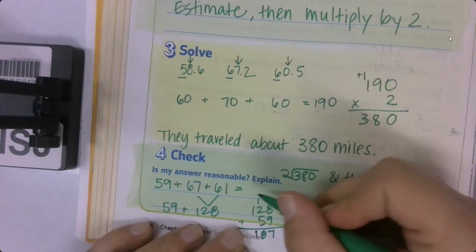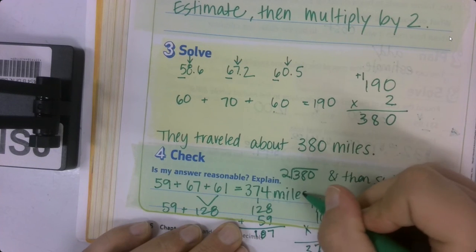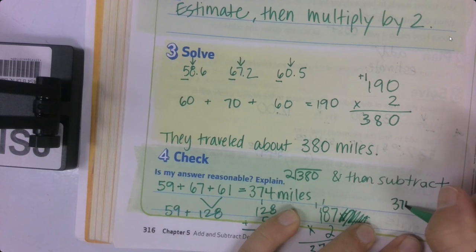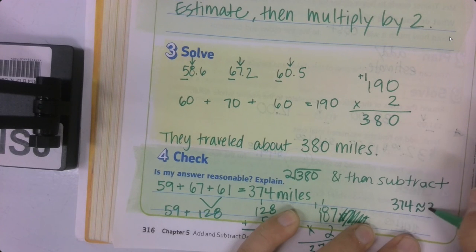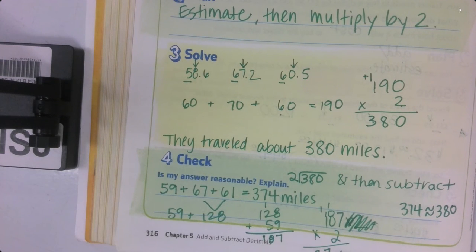And 374 miles is about equal to 380. All right, have a great day.